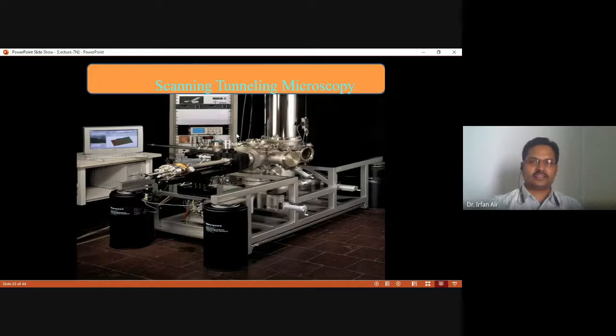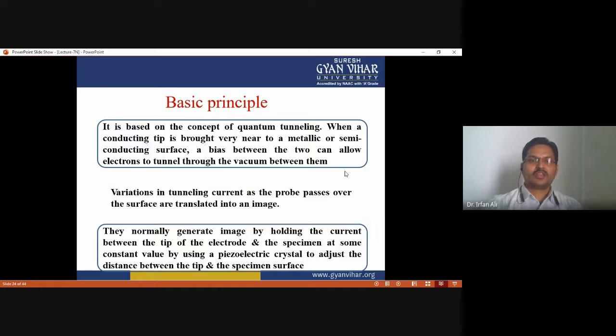And the next is scanning tunneling microscopy. Scanning tunneling microscopy is based on the concept of tunneling. When a conducting tip is brought very near to a metallic or semiconducting surface, a bias between the two can allow electrons to tunnel through the vacuum between them.